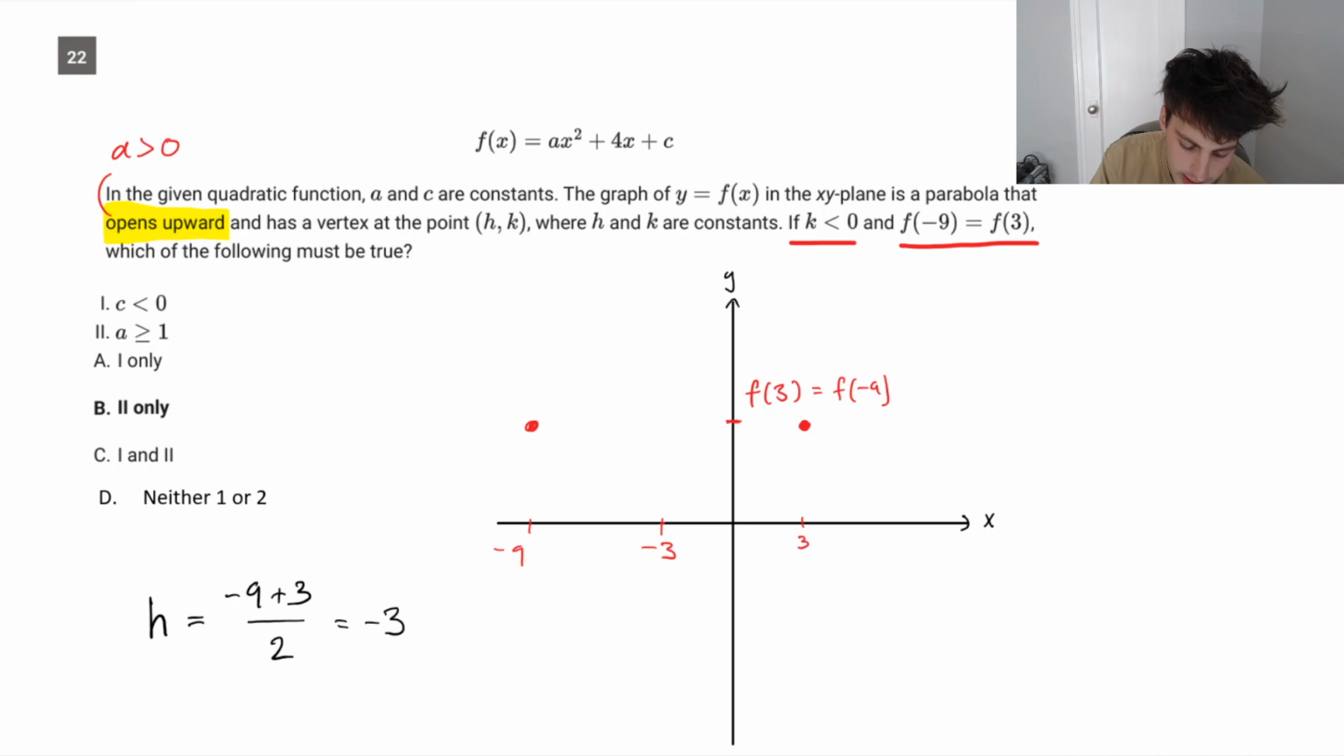Because it could take place up here, it could take place down here, and that's going to depend on what our value of a and what our value of c is, right? We also don't know the value of k, right? So lots of unknowns, so it's kind of hard to wrap your head around which of these must be true.